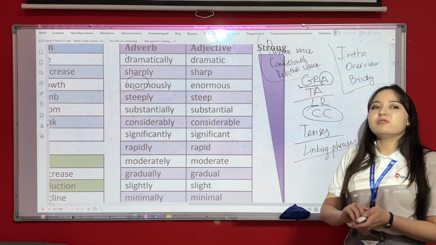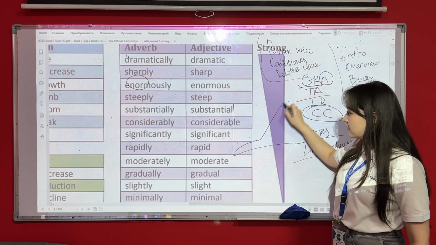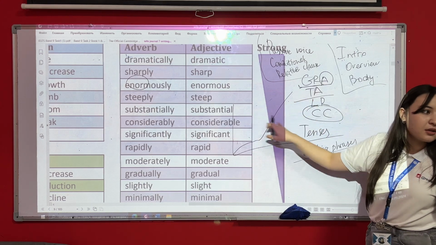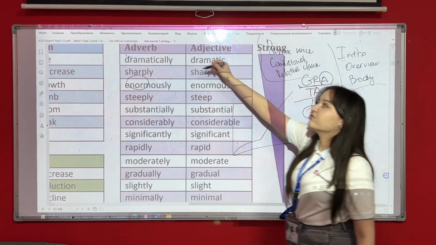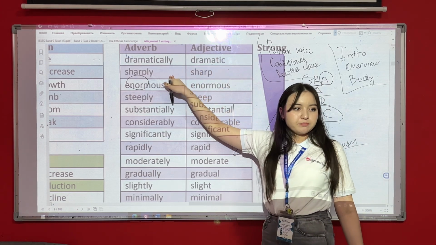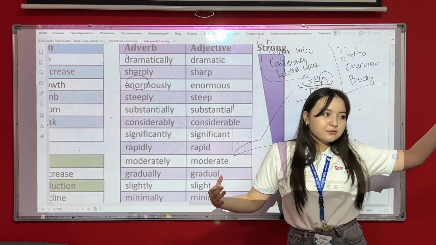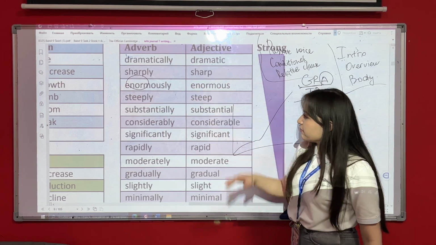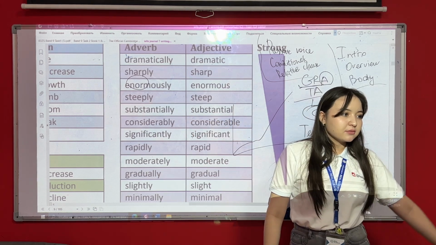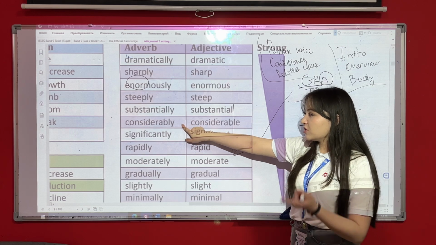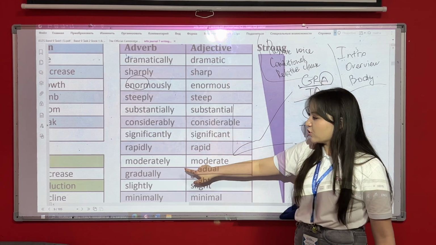So for example, if you are writing about a line graph which was like this and this increase, you can say that it is a dramatic increase, right? Or it increased dramatically. Sharply, what does it mean sharply? Резко. Enormously? Огроменно. Right? Steeply? Substantially? What does substantially mean? Значительно. Okay? And then we have considerably, тоже значительно, significantly, значительно, rapidly, резко, very good.